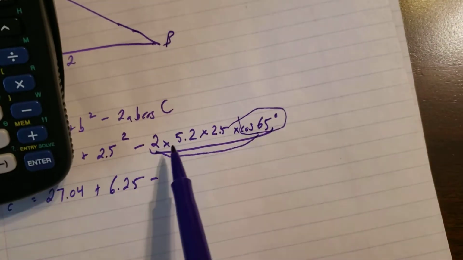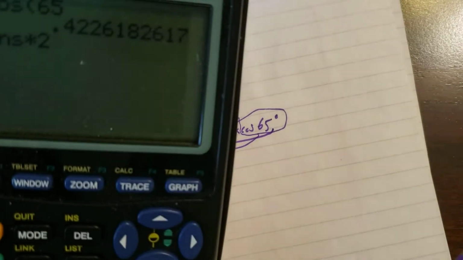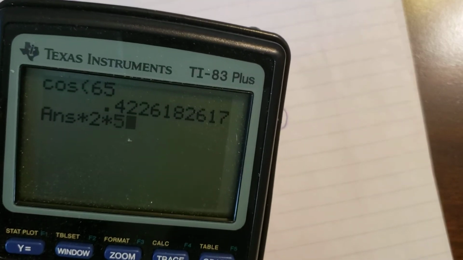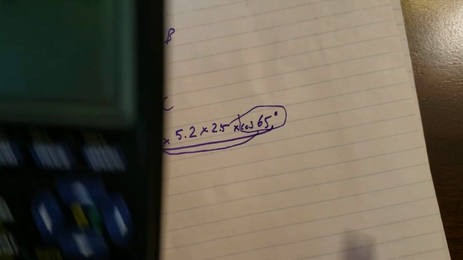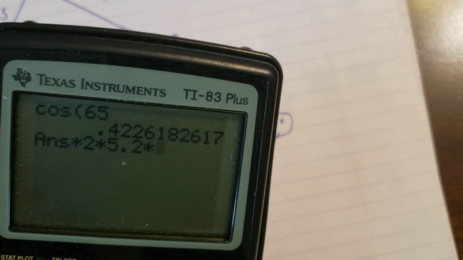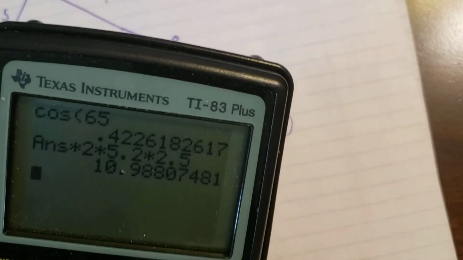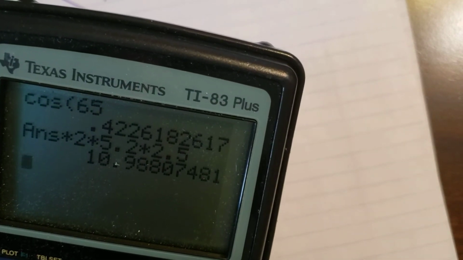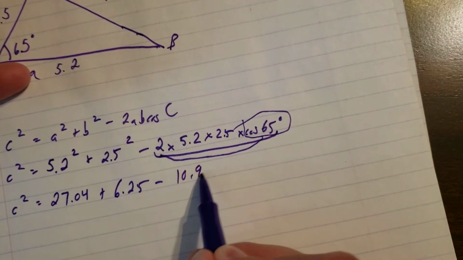Then, once I multiply it by 2, I'm going to multiply it by 5.2. Then I'm going to multiply it by 2.5, and I press enter. This gives me 10.99 approximately. So 10.99.